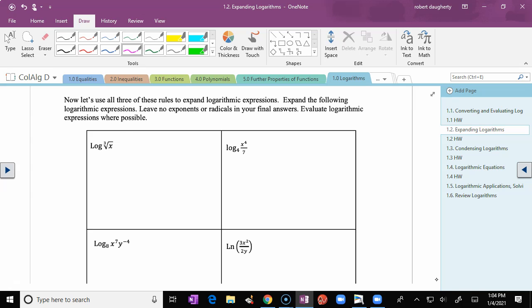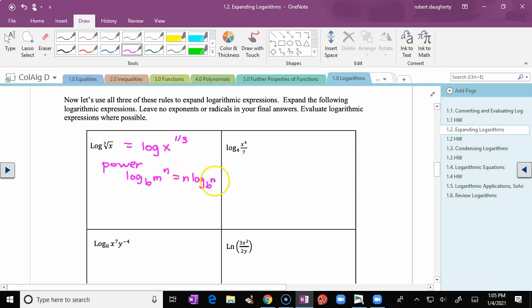So it may help to write this one as the log of x to the 1/3 power. That's what it means to take the cube root. Now to expand this and have no exponents in my answers, I can use the power property, which tells me that the log base b of m to the n is just n times the log base b of m. So that means bring this exponent out front. This is 1/3 log of x.